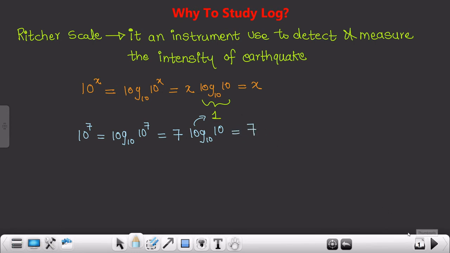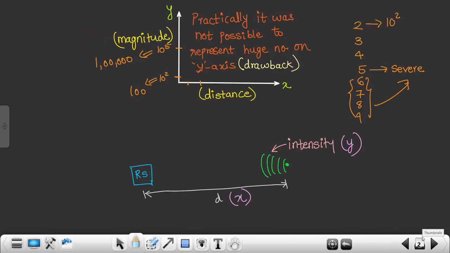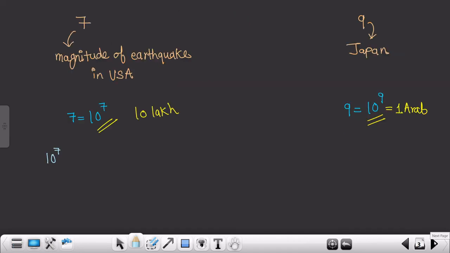That means in Japan the earthquake detected was 10 raised to 9. So rather than writing such a huge number, we will end up writing 9, obviously with the help of log. Now you will say, okay sir, I understood this part, but what is the main significance of log? My dear student, the main significance of log is this.